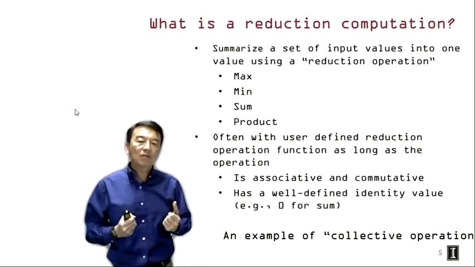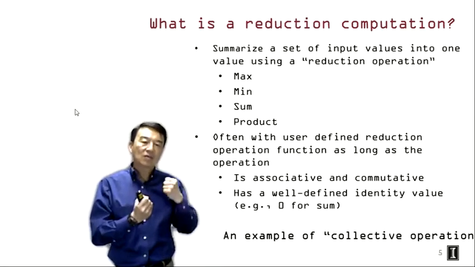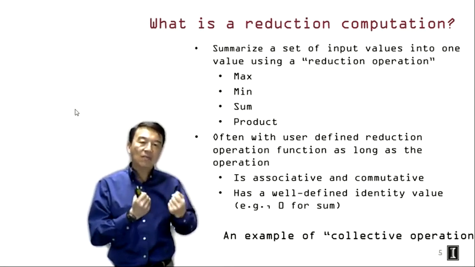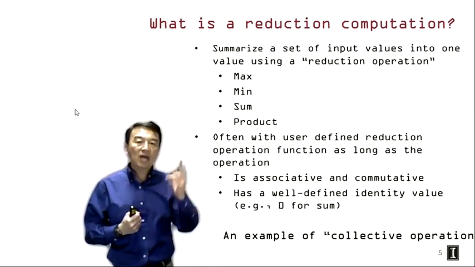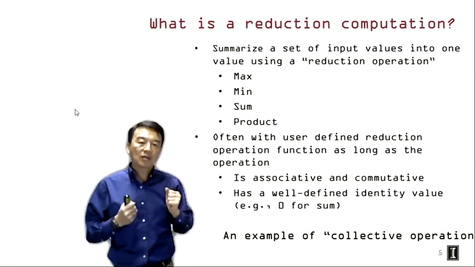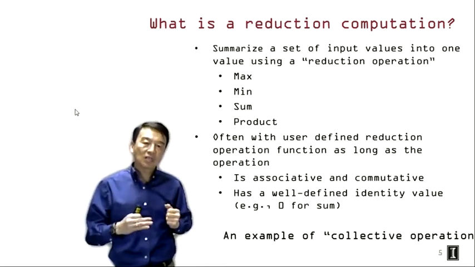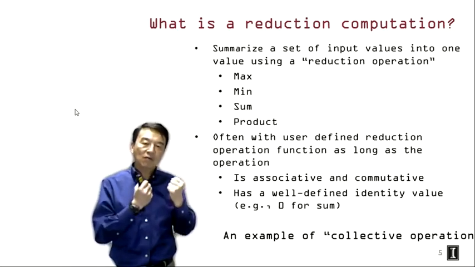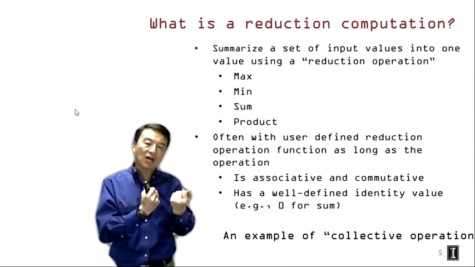So, for example, 0 is an identity value for sum, because when we add 0 to another value, the outcome is always that other value. And if we have a max reduction, the identity value is the smallest value possible for that data set, so that whenever we try to find the max value between this smallest value and another value, the answer is always going to be the other value.